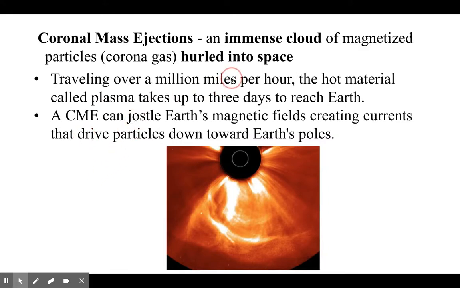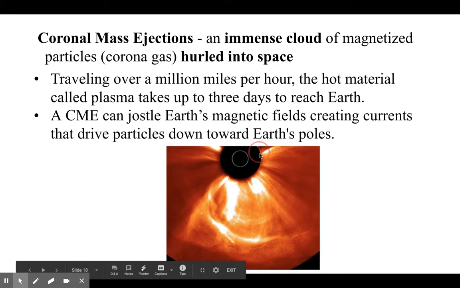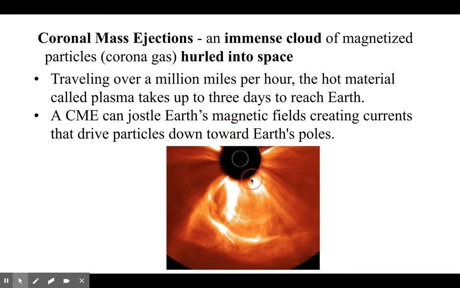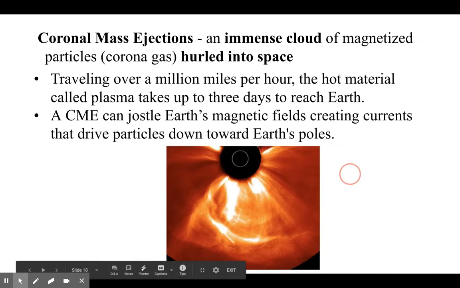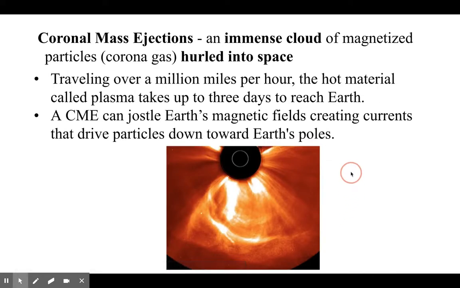Now, the other thing that can happen is something called a coronal mass ejection, and that actually is corona gas flying away from the sun. It's supposed to be trapped by the sun, but once in a while, the gas will just fling out away from the sun out to the solar system. It travels over 1,000,000 miles per hour, and it might take about 3 days to reach Earth.